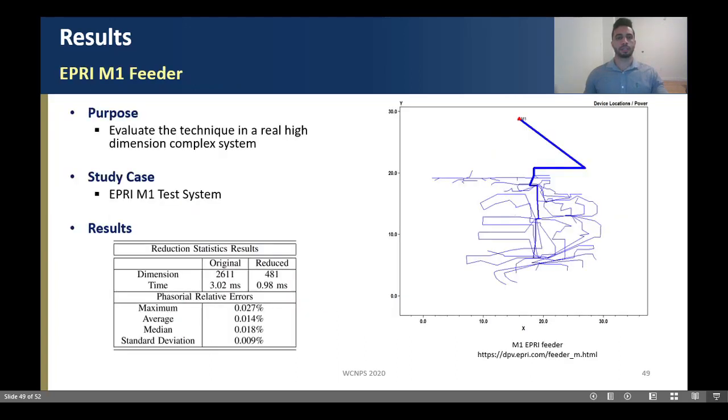Our last study case was done with the purpose of evaluating the technique in a real high-dimension complex system, and for this reason, we chose an EPRI M1 test feeder system. Here we could achieve a high accuracy as well, a high dimensionality reduction too, and the simulation time dropped 3 times.